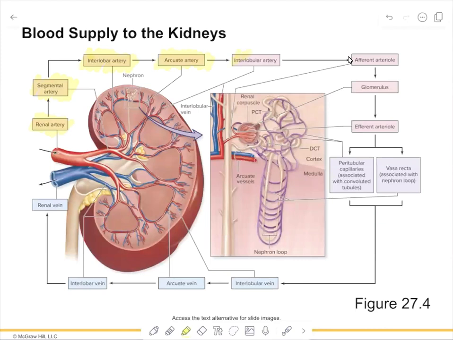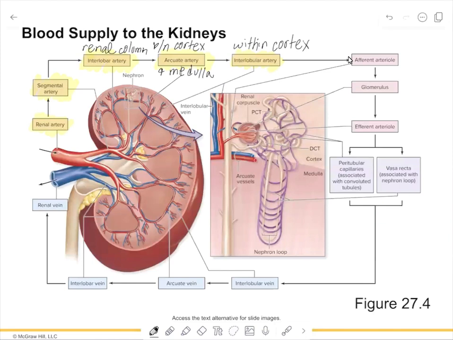Then we have the interlobular artery, which is actually now within the renal cortex. The arcuate artery would be between the cortex and the medulla. The interlobar artery would be in the renal column. So now from the interlobular artery, we are getting into an area which we refer to as the nephron, which we'll be talking more about coming up.